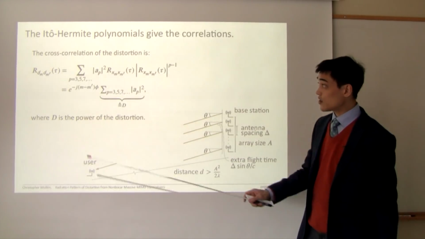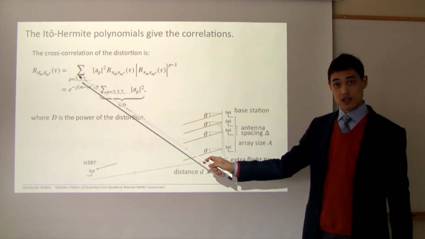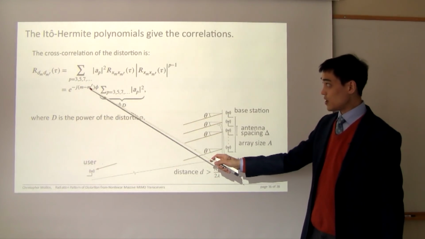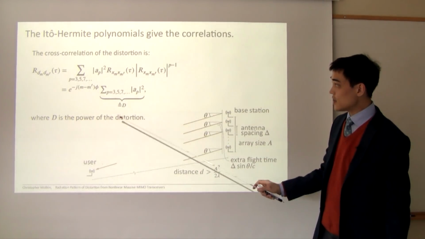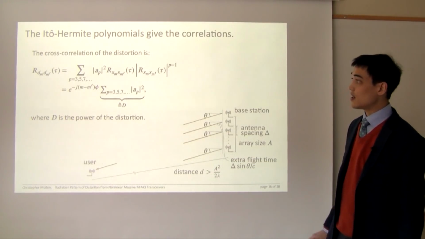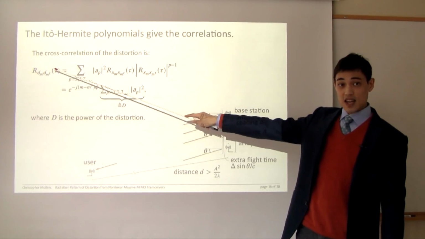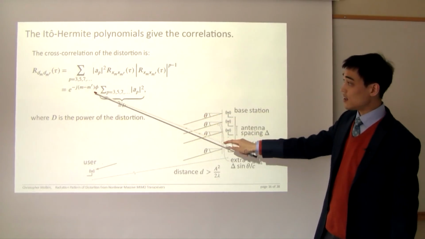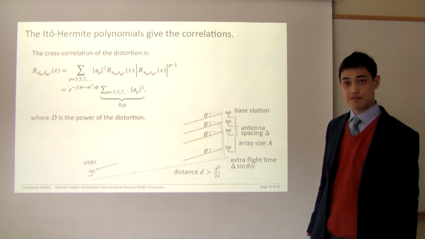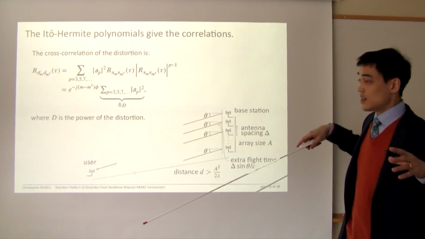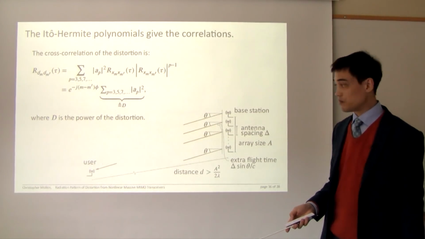The cross correlation of the distortion, on the other hand, will be given by this thing that we derived a few slides ago. And if we input the cross correlation of the input signal, then we get this thing here. And we see that the cross correlation of the distortion is the same as the cross correlation of the desired signal, except for this scaling factor, D. This means that the distortion will be beamformed in the same way as the desired signal will.